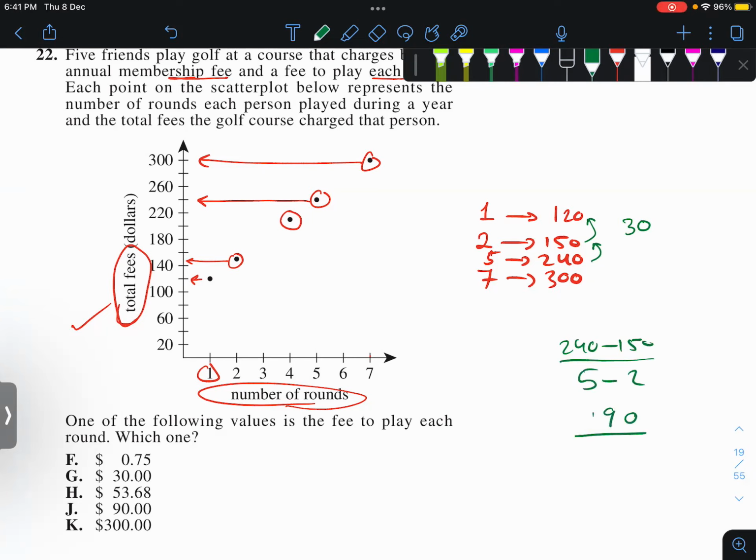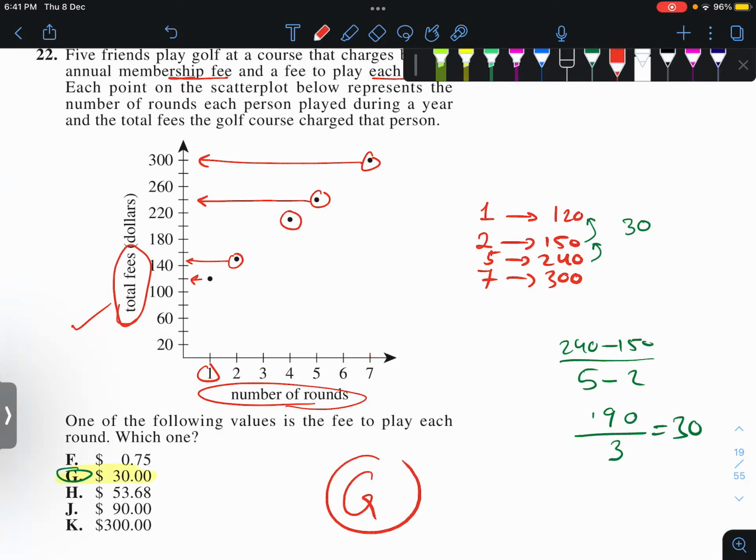Okay, which is, I think here, 90 over 3, which is also 30. So it's a 30 here, letter G. It's like the slope there, okay? The answer is G, okay? Easy, which is the slope.